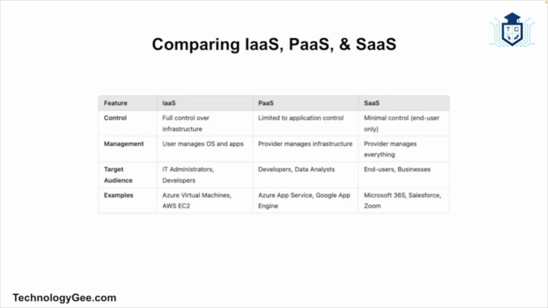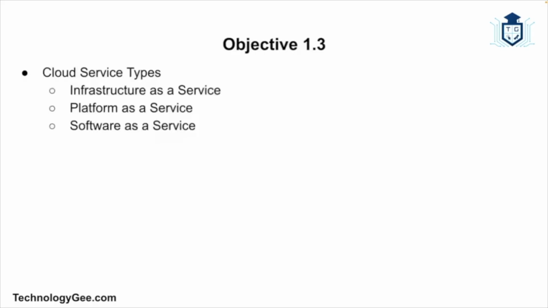And what you're looking at on your screen right here is a summary of the key differences between infrastructure as a service, platform as a service, and software as a service. So in conclusion, understanding the three primary cloud service types, which are infrastructure as a service, platform as a service, and software as a service, is essential for success in the Microsoft 365 Certified Fundamentals MS-900 exam. Each service type provides unique advantages and serves distinct use cases.